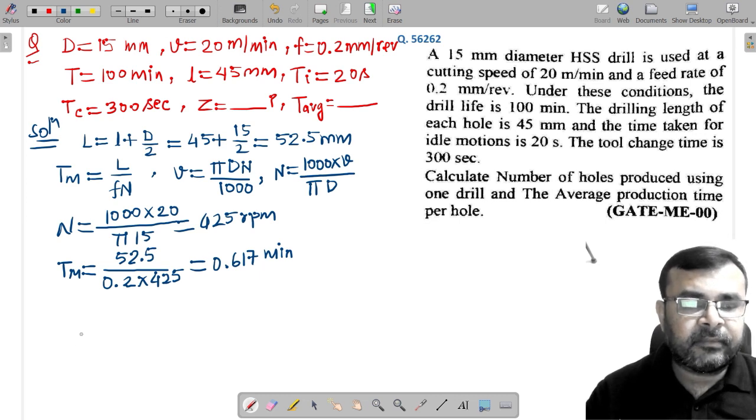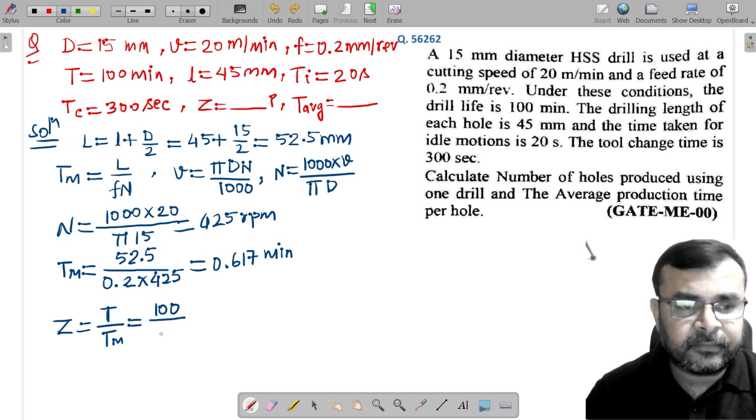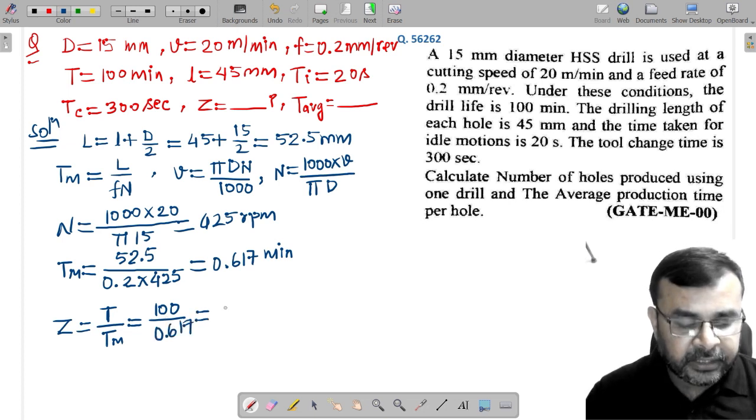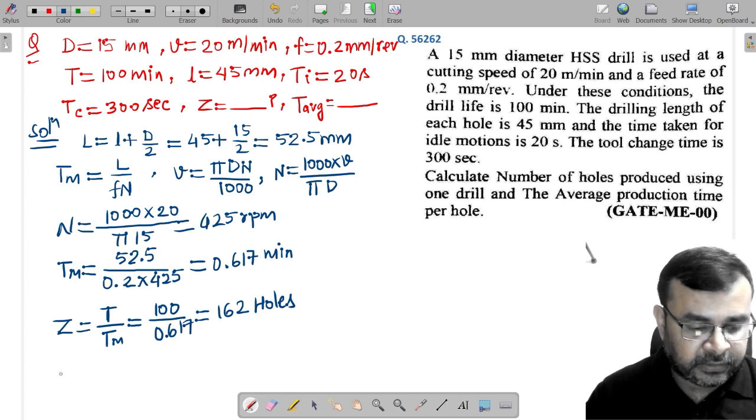Once we get the machining time, the number of holes that can be produced is the tool life divided by the time taken for making one hole, Tm. So 100 divided by 0.617 gives 162 holes. So this many holes you can produce.